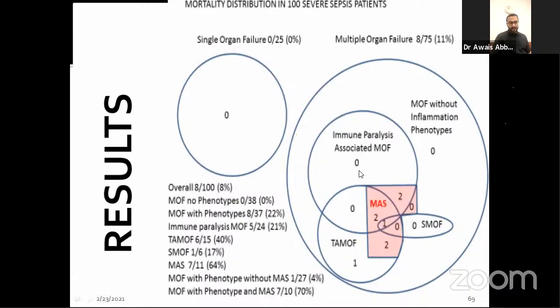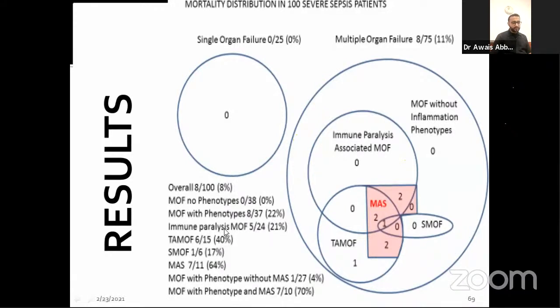Coming to the larger circle, if we see this portion, those patients of multi-organ failure without any phenotype did not have any mortality. So all the mortality that has been observed is in these three phenotypes. Let's say MOF: among the total number of patients of MOF with phenotypes, there were eight mortalities, around 22%.